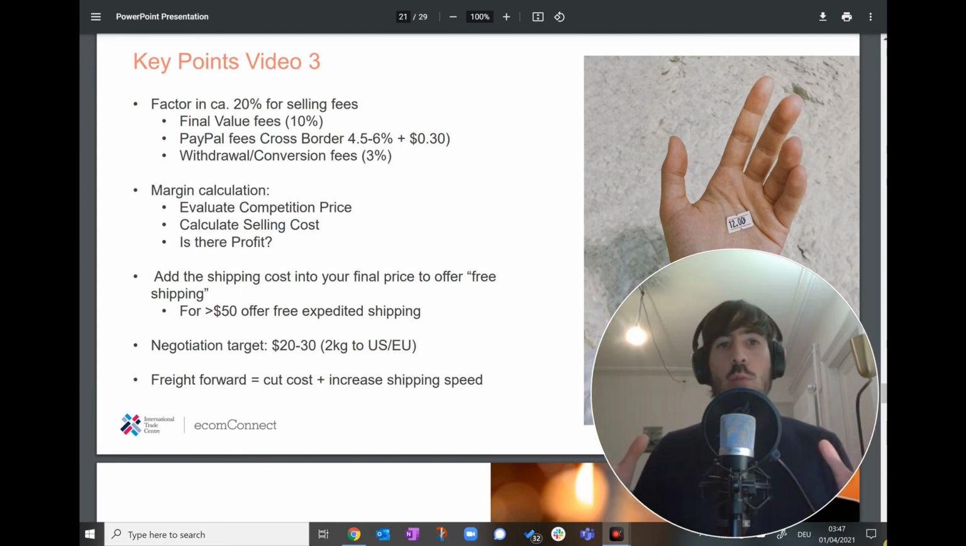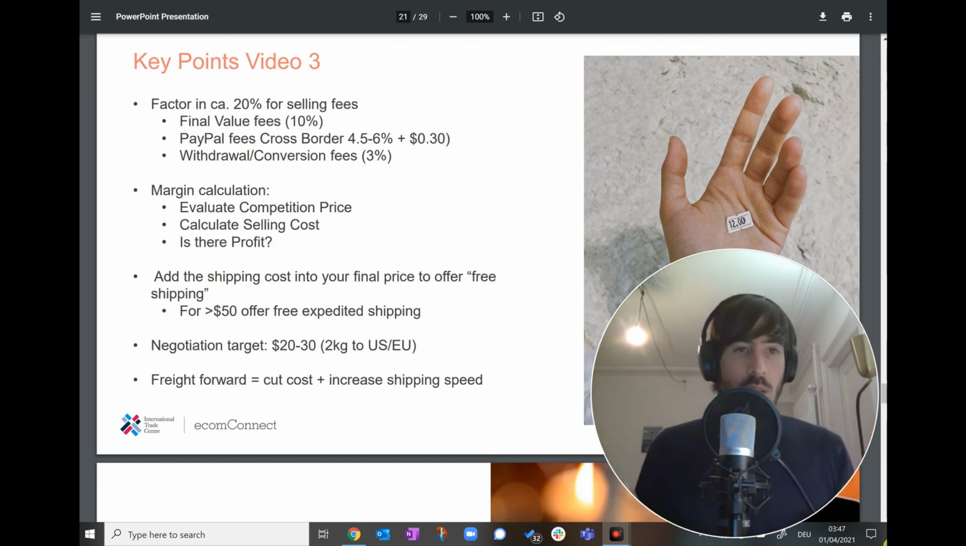Number 2, to do your margin calculation, you first have to know your competition price. So do your homework on the market analysis. Then calculate your selling cost. I'm going to share with you the Excel sheet in the video description below. You will be able to find out if there's a profit from there.